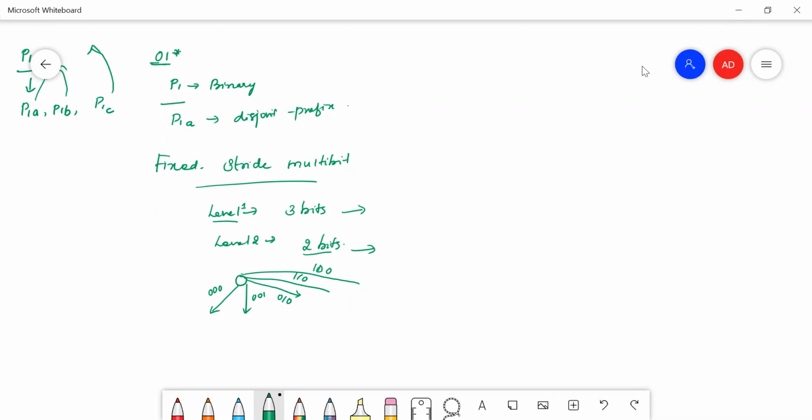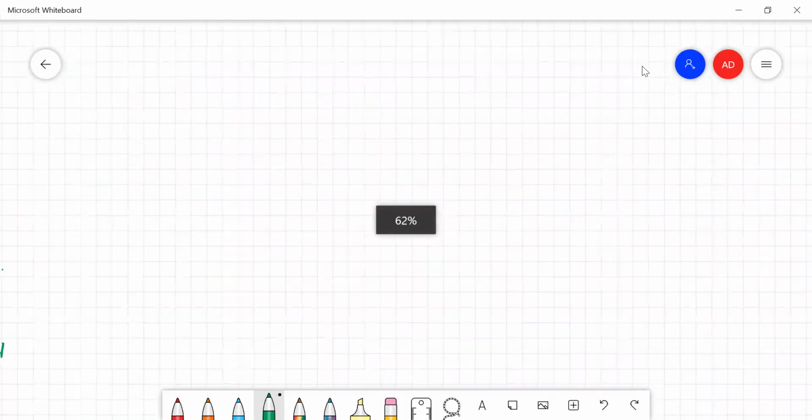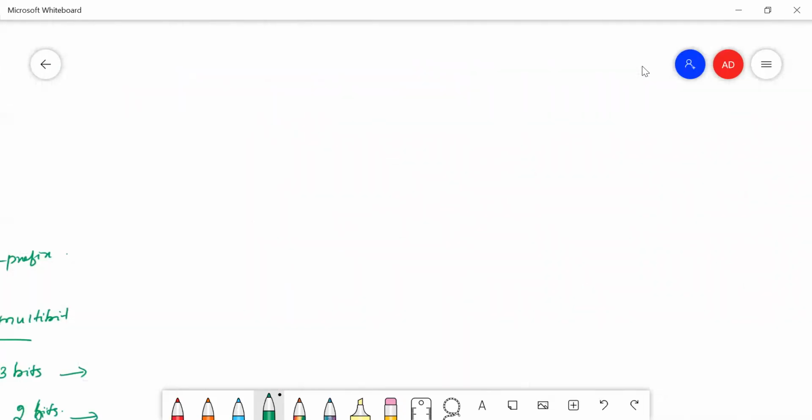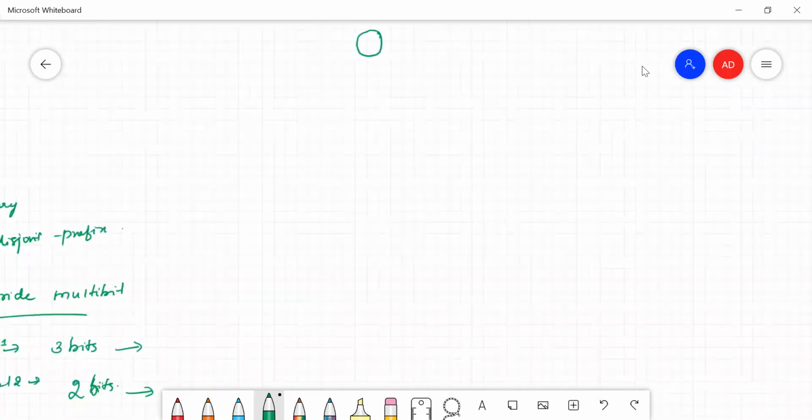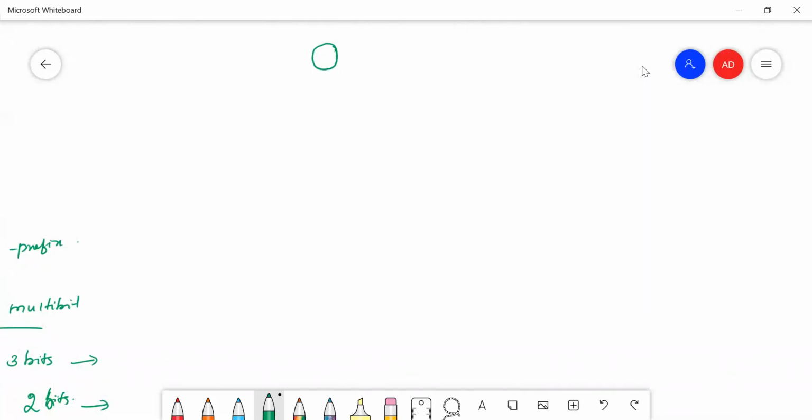I'll redraw the tree since it is not that clear. So this is with 2 bits. Now I'm going to redraw the tree. We'll have the root node, and then the first level is set with how many bits? 3 bits, right? So we are going to have a possible combination of zeros and ones at the 3-bit length. That would be the branches.